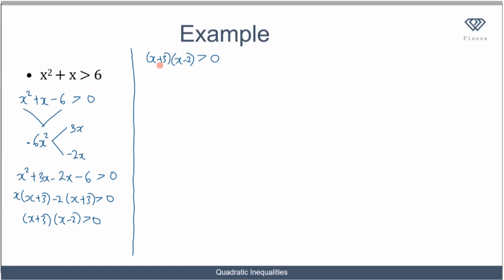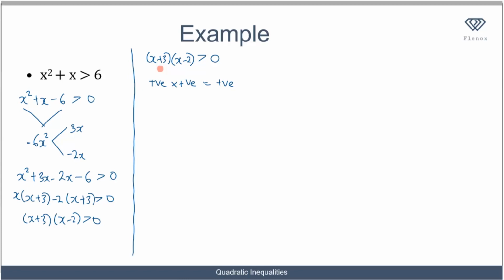So what does it mean? It means that when I multiply these two quantities, x plus 3 times x minus 2, the number I get is greater than 0. So you would think, in what scenario can I multiply two numbers in which the product of those two numbers will be positive? That is fairly easy to think about. When I multiply two positive numbers, I get a positive number.